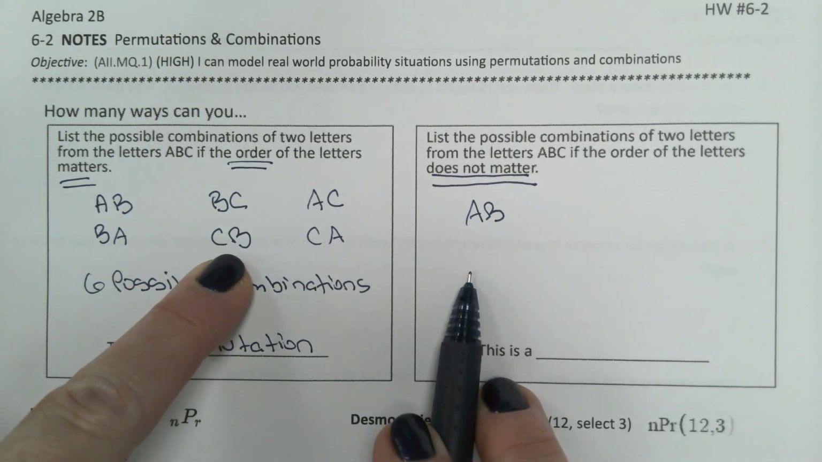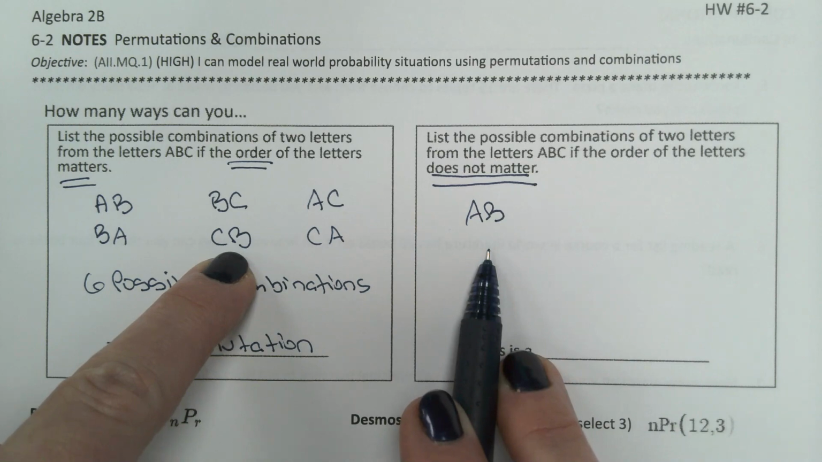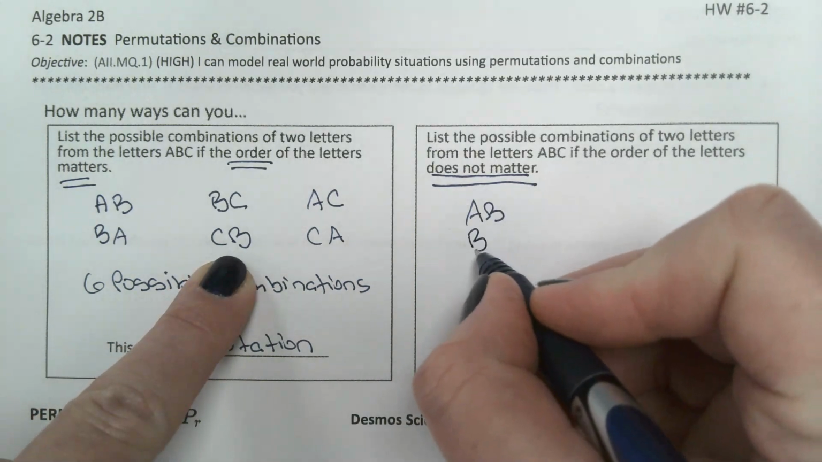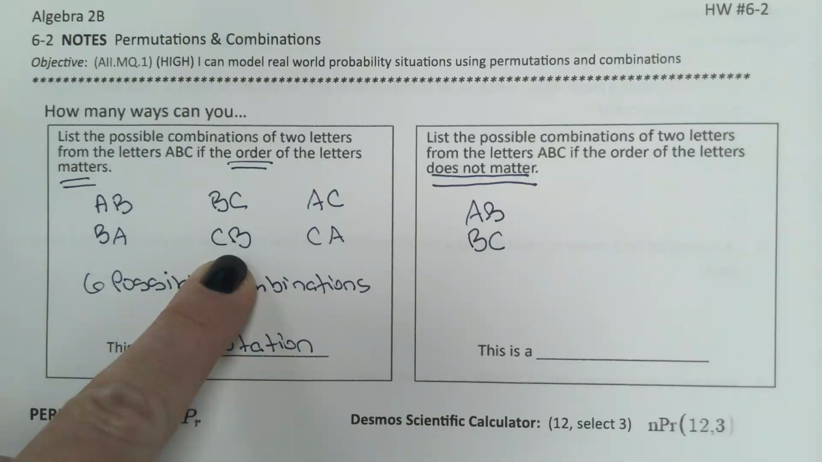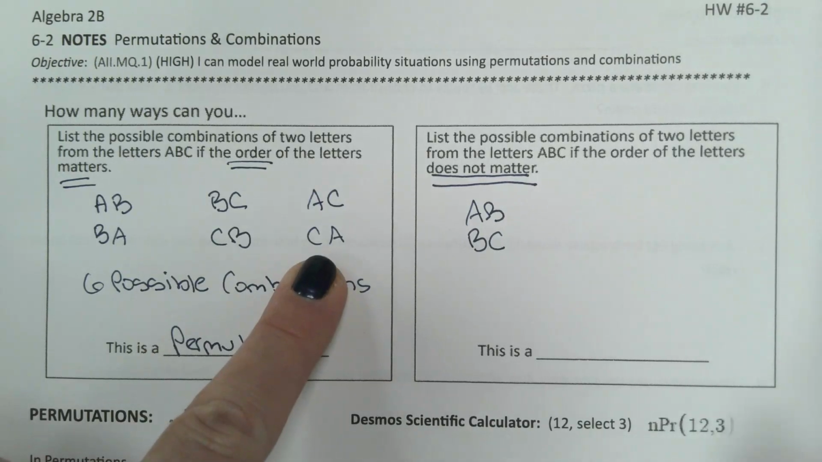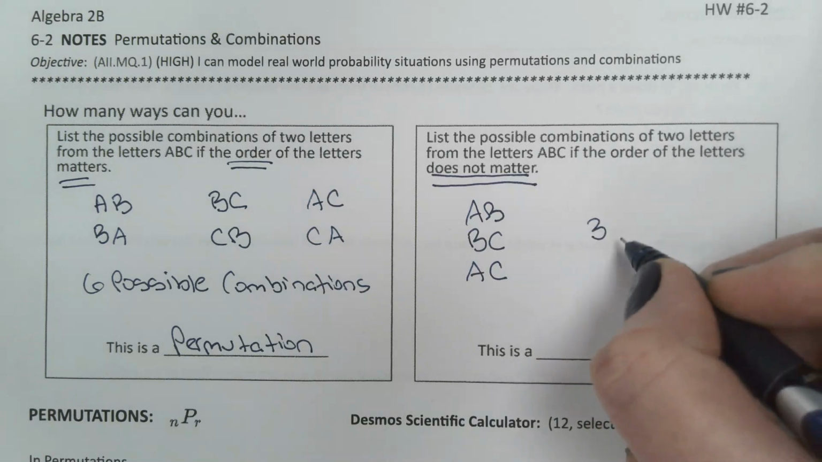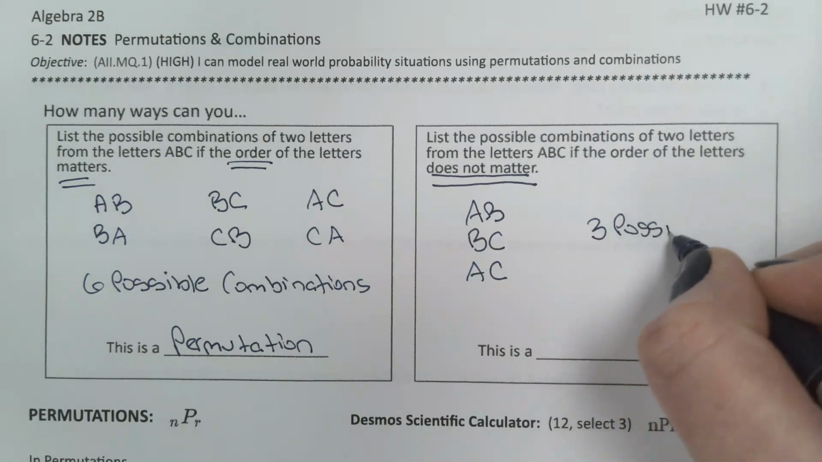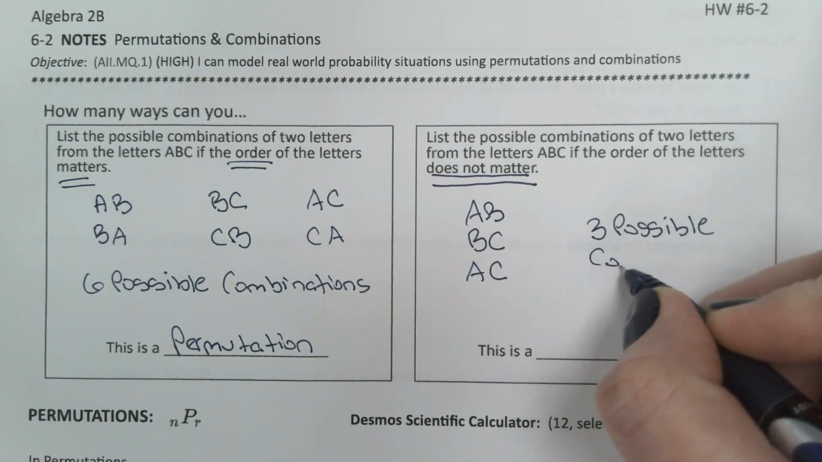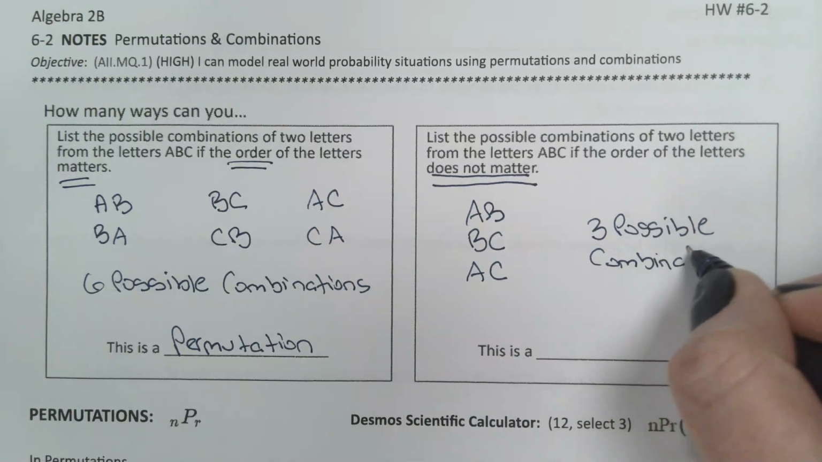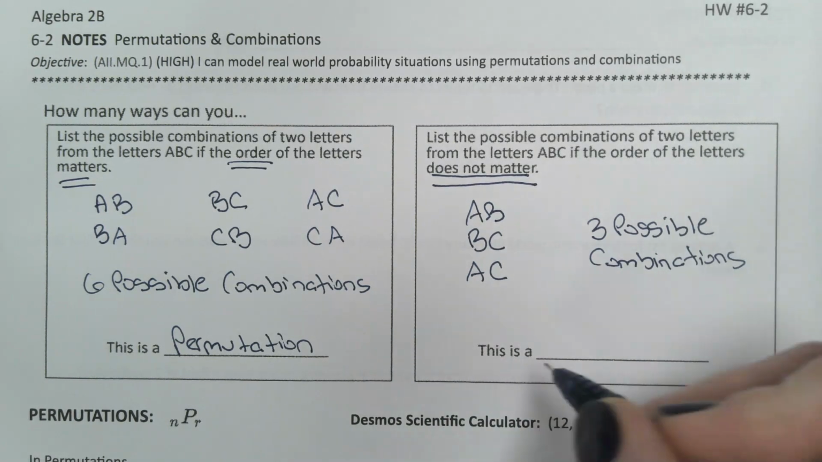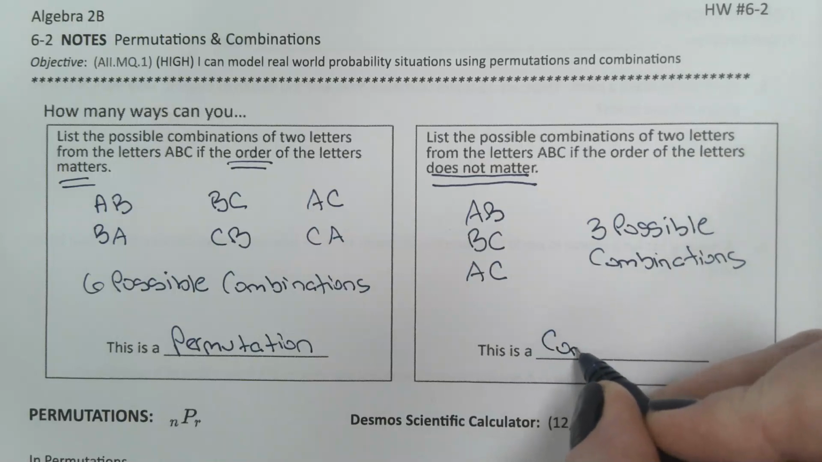In this group, BC and CB are distinctly different. But over here, when order doesn't matter, BC and CB are the same thing. And then finally, in the last one, AC is the only other one. So when the order does not matter, we only have 3 possible combinations. And this is called a combination.